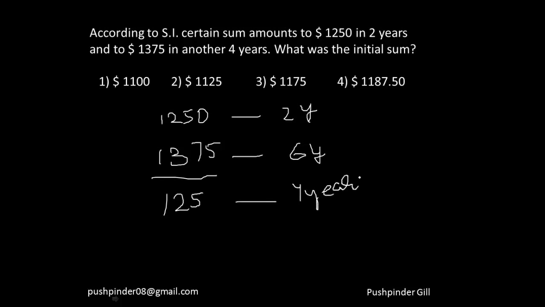So it is increasing by a factor of 125 in 4 years. That means in a period of 2 years, it is going to increase by half of it. That is nothing but 62.5. Fine. So in a period of 2 years, it is going to increase by 62.5. If I have to go back 2 years again to the 0th year, I'll subtract 62.5 from it and I'll get my answer as this.